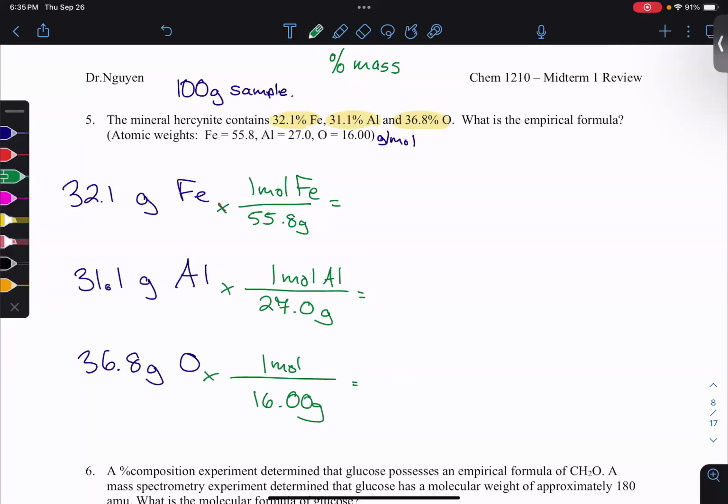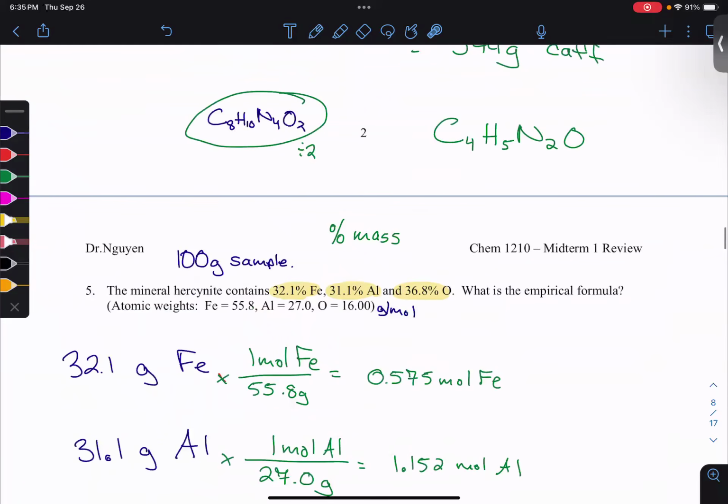Let's convert all of those gram amounts to moles. So we get 0.575 moles of iron is present in this sample. We have 1.152 moles of aluminum, and then 2.3 moles of oxygen. So what a lot of students will try to do is just start rounding these numbers, but we're not gonna do that, all right? We can't have fractions in the subscripts of a chemical formula. Do you ever see fractions in the subscripts in chemical formulas? No, they're always whole numbers.